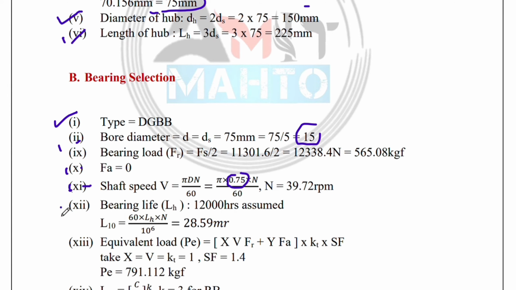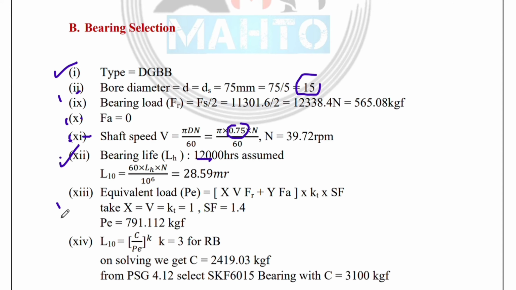Next, we find the bearing life. Bearing life LH is equal to 12,000 hours, assumed. Here also we assume 12,000 hours, as we did in the previous step. Here L10 is equal to 60 into LH into N upon 10 raised to 6. LH will be 12,000, N will be 39.72, and substituting it, you will get the value 28.59 million revolutions.